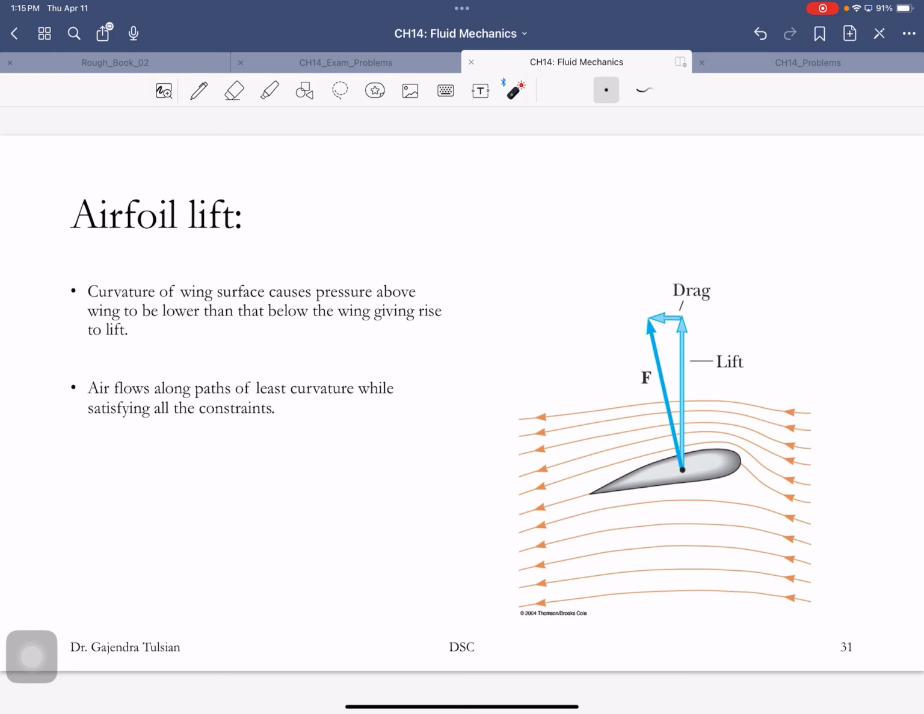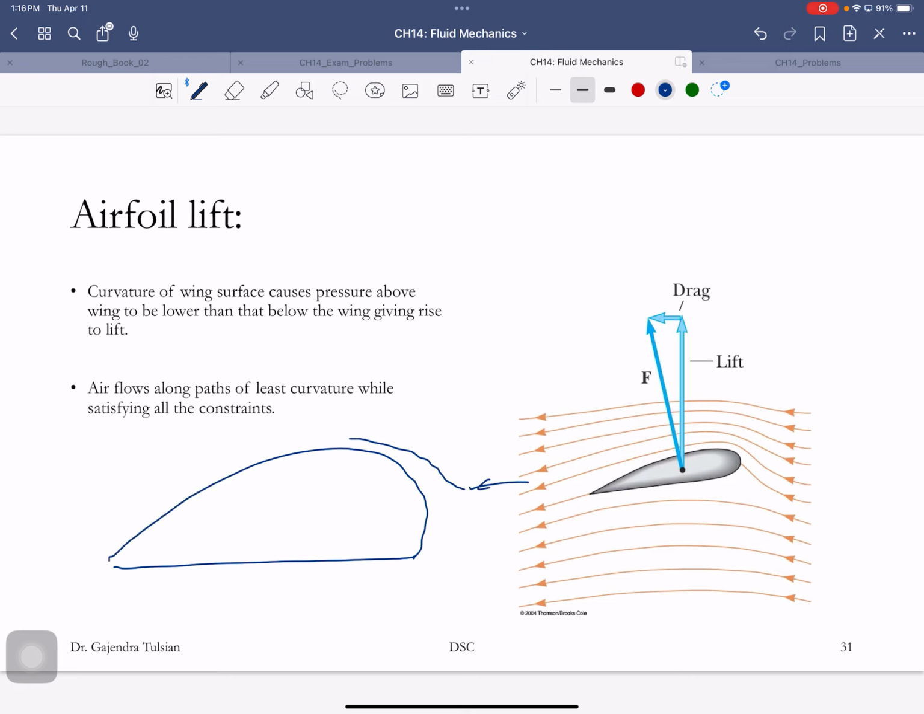Airplane wings are designed like this. This is an airfoil. You shape them like that. Why do you shape them like that? Okay, so this curve, let me draw a more exaggerated curve. Air is flowing like this, and it has to go around like that. This air has to cover a larger distance, so it has to move faster than this air.